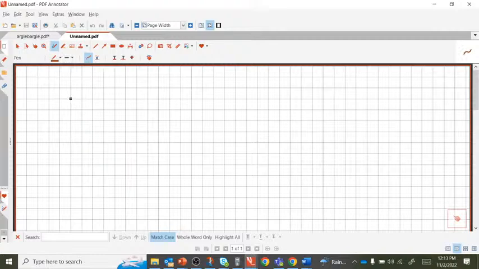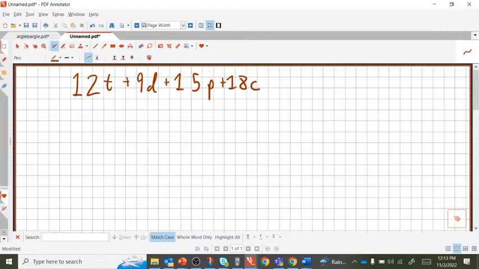Let me write down these expressions here. So we came up with 12t plus 9d plus 15p plus 18c. And I said that we were going to split that up into 3 care packages. And Max came up with 4t plus 3d plus 5p plus 6c. So that would be the value of 1 care package. What do all these numbers secretly mean?